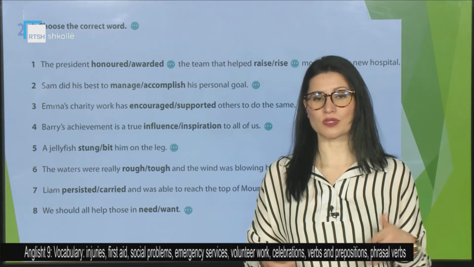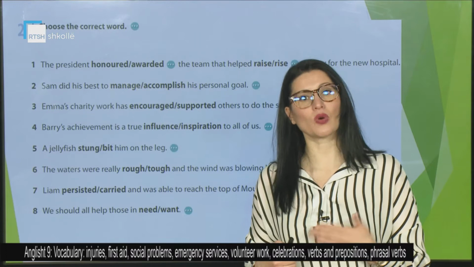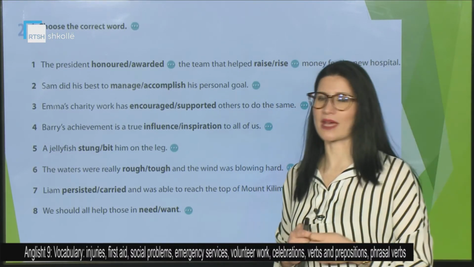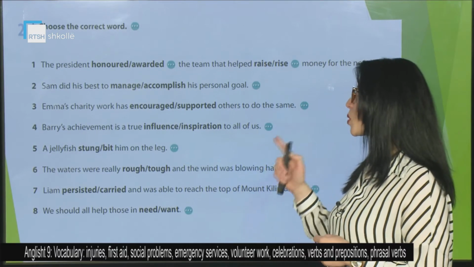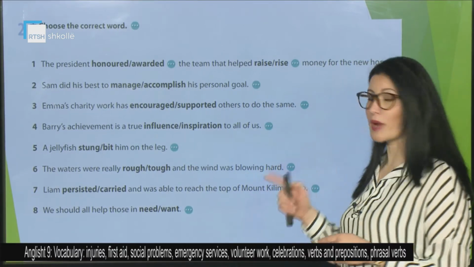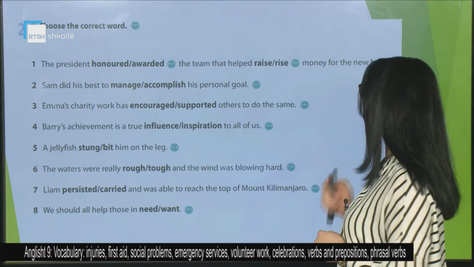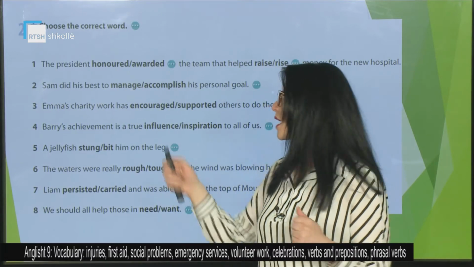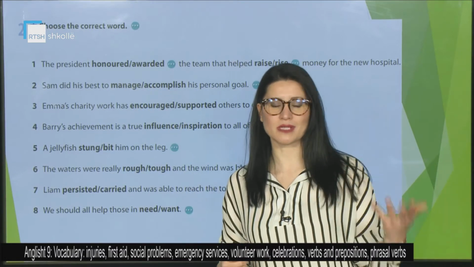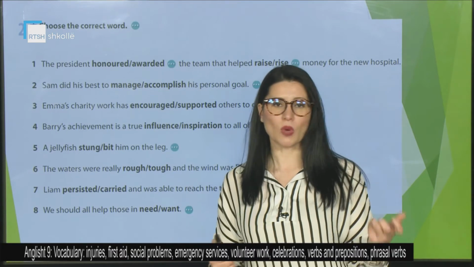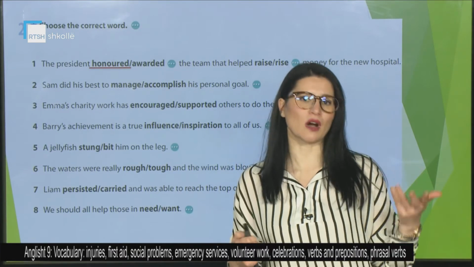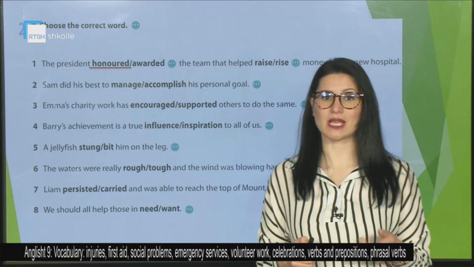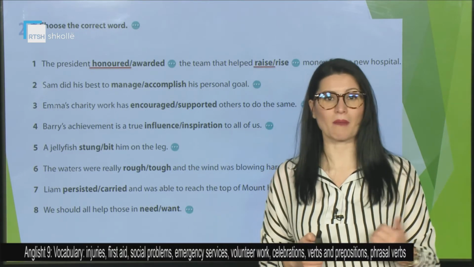We are going to choose the word that best describes the meaning or best fits the meaning of the sentence. Let's go on reading the sentences together. The president honored or awarded the team that helped raise money for the new hospital. So we have awarded, which means to give a prize, and honored, which means to have great respect or to show great respect. So in this case, the best word is honored. The president honored. And here we have to raise money. We say the expression to raise money, to collect money.